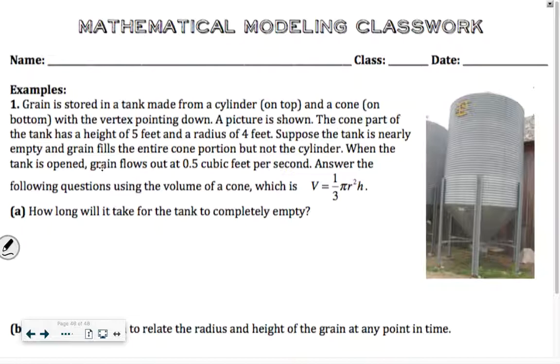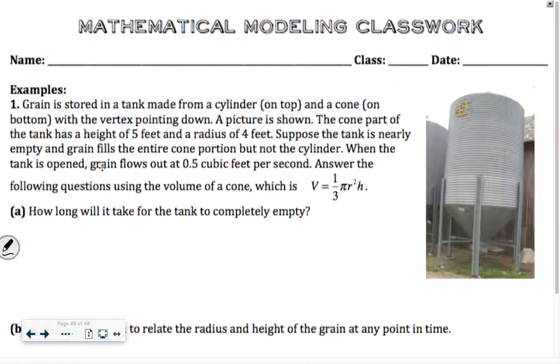Have you guys ever seen these silos? Anything that's dumping water or grain usually has a little funnel at the bottom. So we use funnels a lot in real life. The vertex is pointing down. A picture is shown. The cone part of the tank has a height of 5 feet and a radius of 4 feet. Suppose the tank is nearly empty, but grain fills the entire cone portion and not the cylinder. Okay, so it's only in the cone.